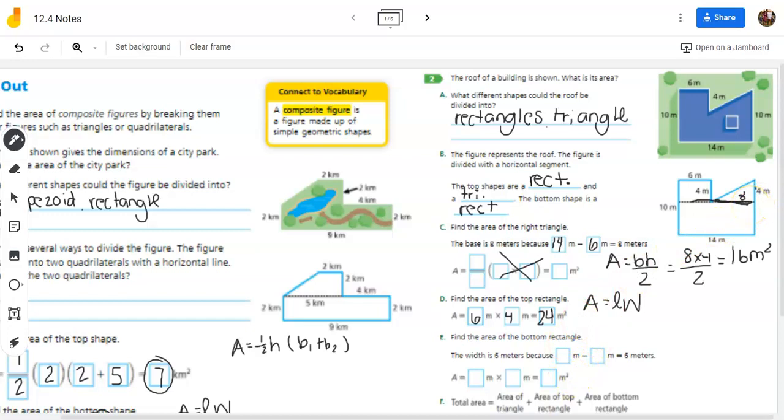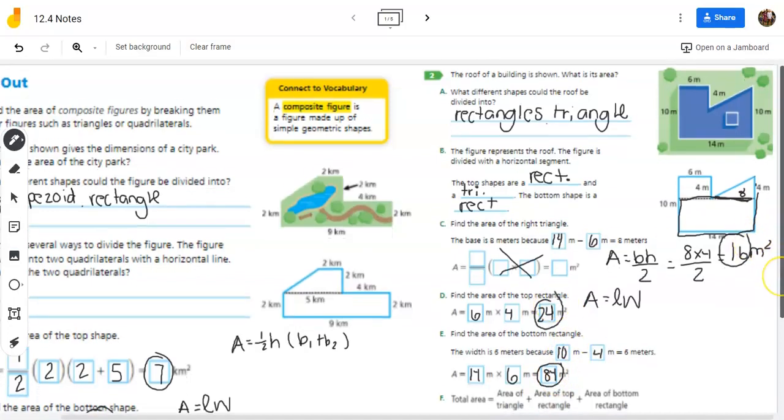Now for this bottom big rectangle right here. We know this is 14, but we just don't know from here to here. We know here to here is 10, and here to here is 4. So 10 minus 4 is 6. So I'm going to take 14 times 6, and in our calculator, we get 84. So we have each of the individual shapes. So I have 84, 24, and 16. And with those individual ones, we're going to add those together.